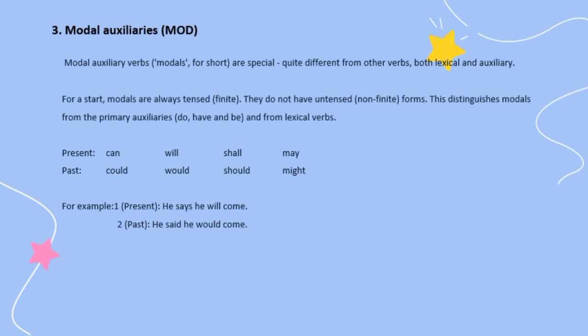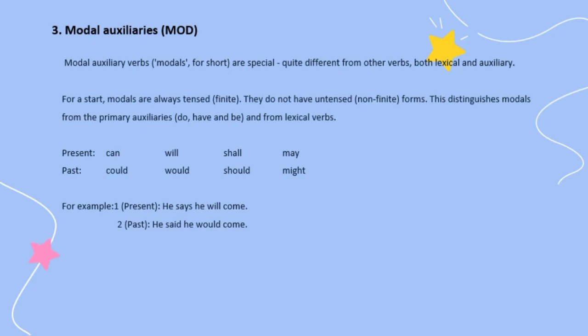And then number 3 is modal auxiliaries. Modal auxiliary verbs, modals for short, are quite different from other verbs, both lexical and auxiliary. For a start, modals are always tensed or finite. They do not have untensed or non-finite forms. This distinguishes modals from the primary auxiliaries, which are do, have, and be, and from lexical verbs.